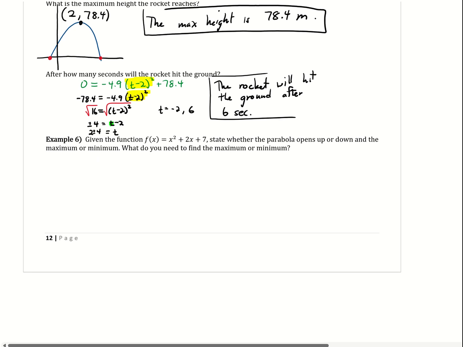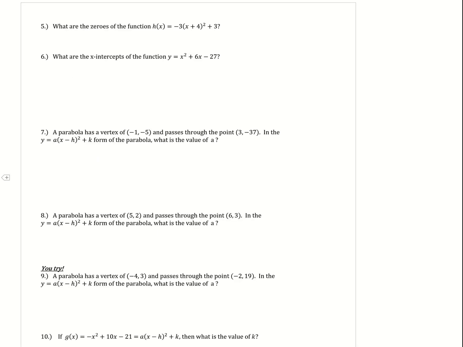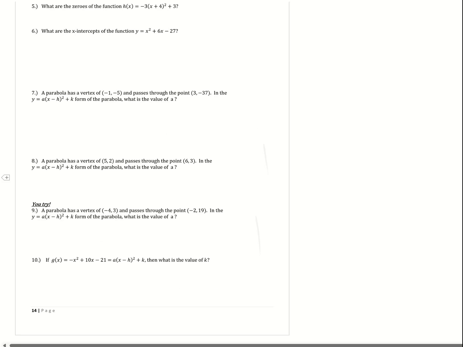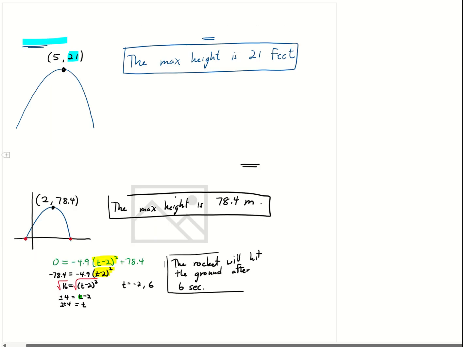All right, I think it's the last example. Let me verify that. Sorry. Yes, I hit the wrong page.